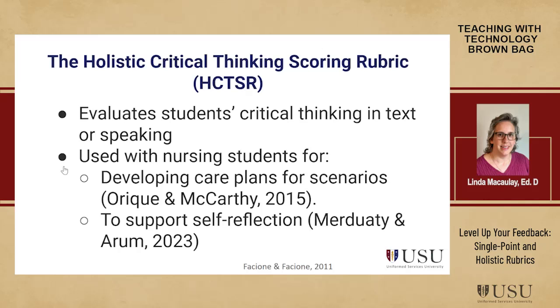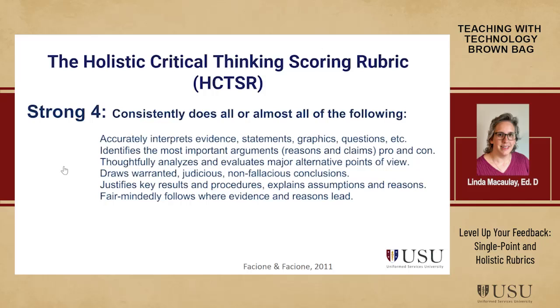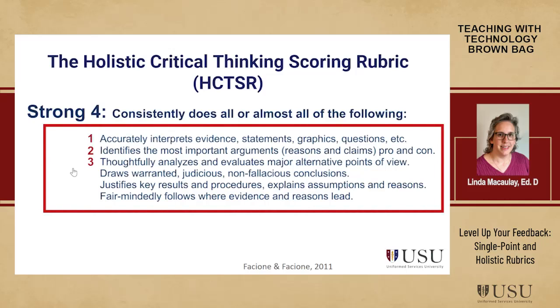So if we zoom in a little bit on one of the items, this happens to be level 4. This is the best score, a strong score. The student consistently does all or almost all of the following things. And you can see here that there are six different categories of things that the student needs to do in order to become strong or get a 4 as their grade on this particular rubric.